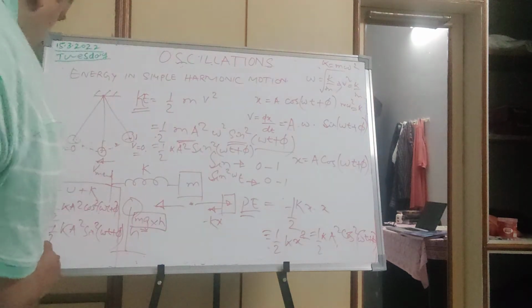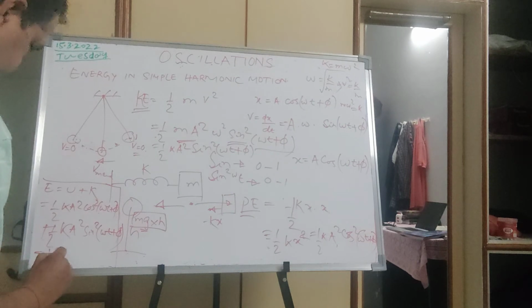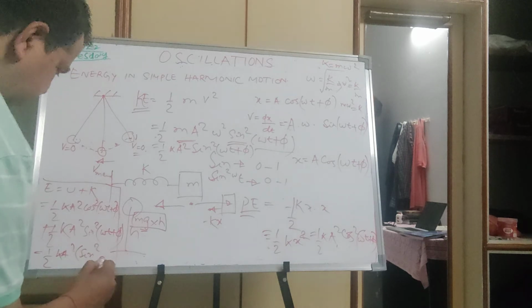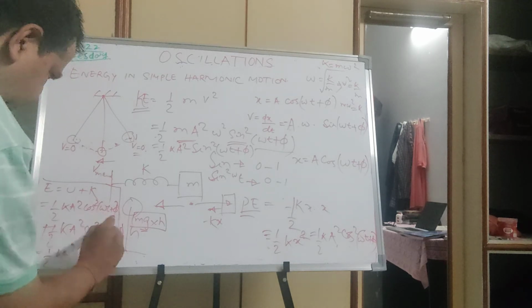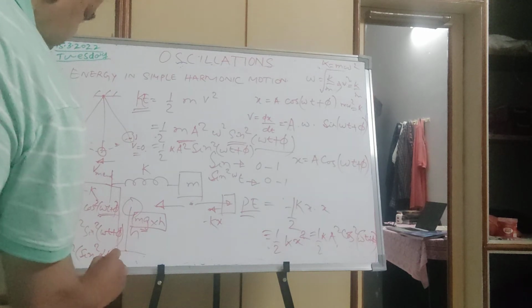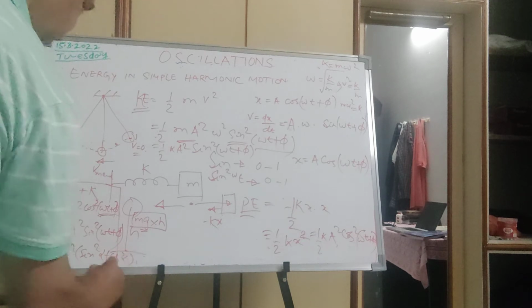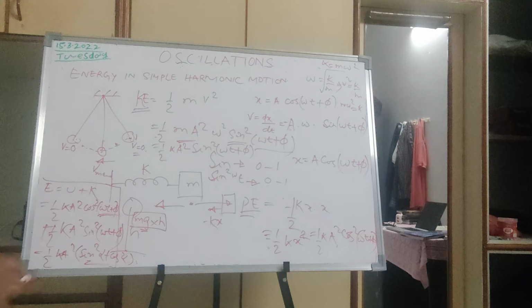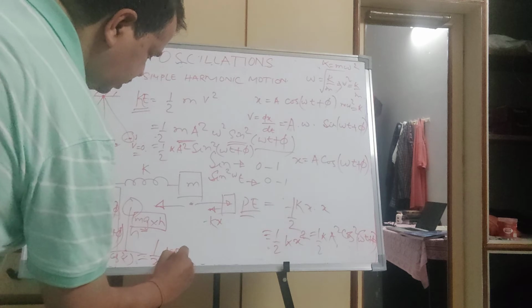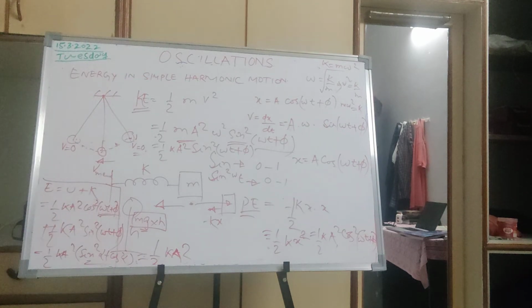If you take a square common, inside it will become sine square plus cos square of omega t plus phi. So this becomes one. The total energy of a spring mass system is half k a square. So if you know the amplitude, you get to know what your total energy is in this motion.